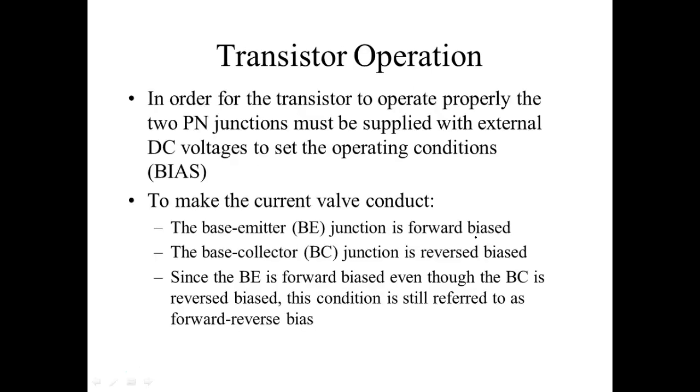In order for the transistor to operate properly, two P-N junctions must be supplied with external DC voltages to set the operating conditions, and we call that bias. The base to emitter junction is forward bias. The base to collector junction is reverse bias. Since the base to emitter junction is forward bias, we refer to it as forward bias. So it's just a term that we use, even though that's just a generic term in this situation. Are we okay so far?